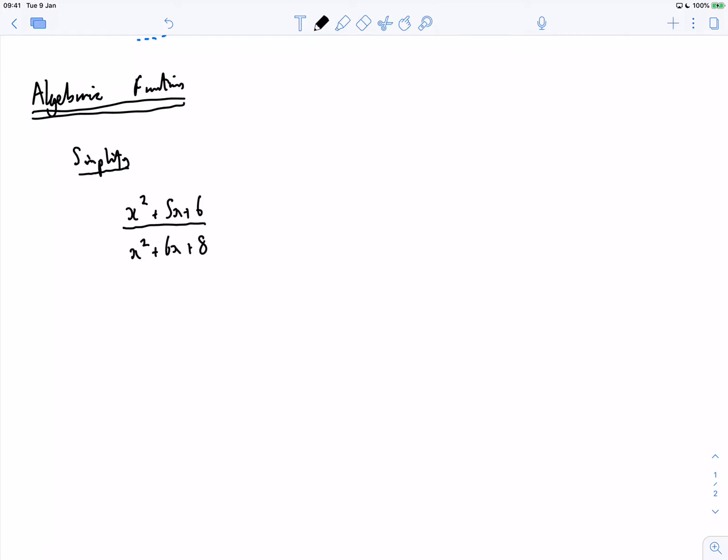Well, if I want to simplify this, it's really easy. I'll just factorise top and bottom. The top factorises to x plus 2 times by x plus 3. The bottom factorises to x plus 2 times by x plus 4. The x plus 2's cancel top and bottom, and you're left with x plus 3 over x plus 4 as your final answer. Okay, so there is no technique here really. You just have to spot. Okay, you have to factorize.